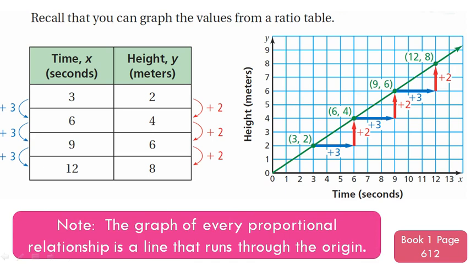Note, the graph of every proportional relationship is a line that runs through the origin. It has to go from 0, 0 before it moves up. That is a necessary tip. Let's investigate two problems and see if they're proportional or not by looking at the graphs.